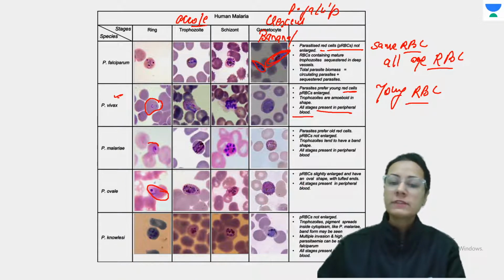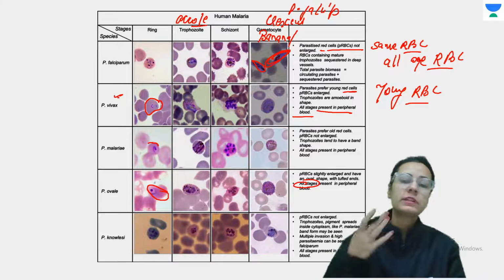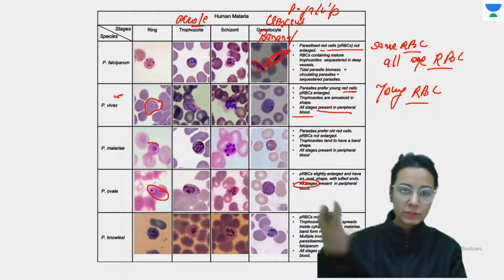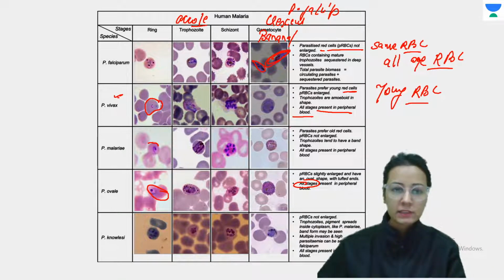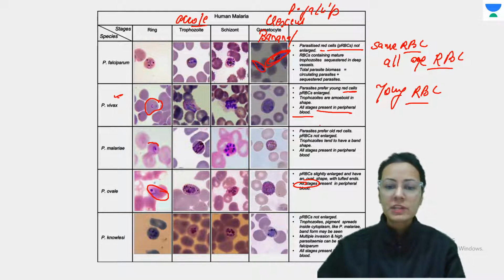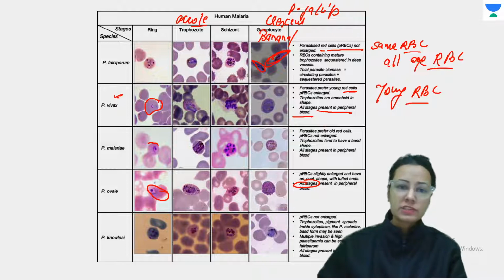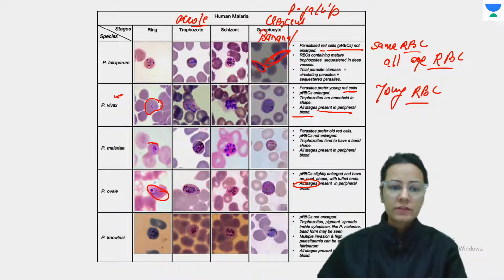In both Vivax and ovale, we have the early trophozoite, late trophozoite, schizont stage, and the gametocyte stage. They are all present, and we have Schüffner's dot in case of Vivax, and James dot in ovale. Now, next we are left with Plasmodium malariae.